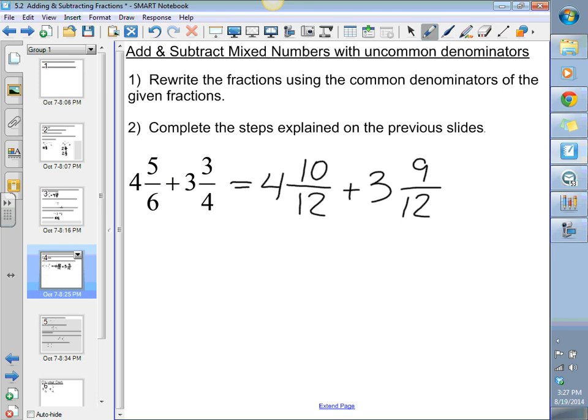All right, let me get rid of this screen shade. Okay, so now I've got 19 twelfths. So now I've got 7 plus 1 7/12. Now it gives me 8 7/12.